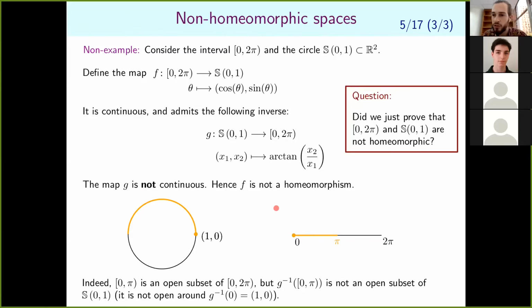And now I have a question for you. Did we prove here that the spaces 0 to pi and the circle are not homeomorphic? Sorry, can you repeat? The question is, did we prove on this page that the interval and the circle are not homeomorphic?